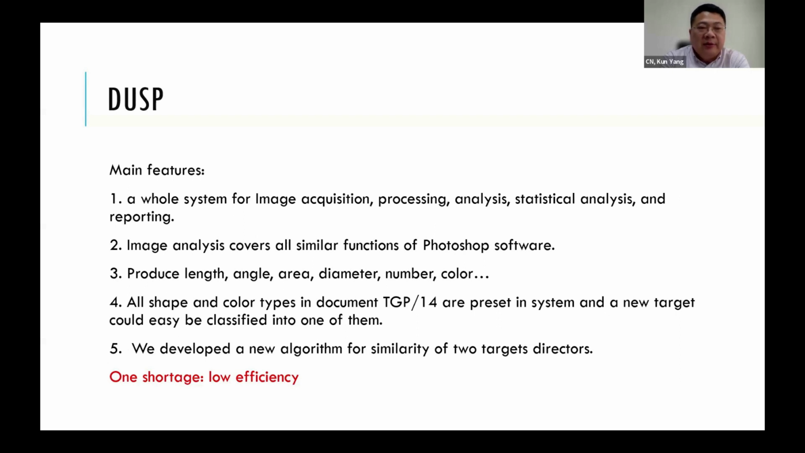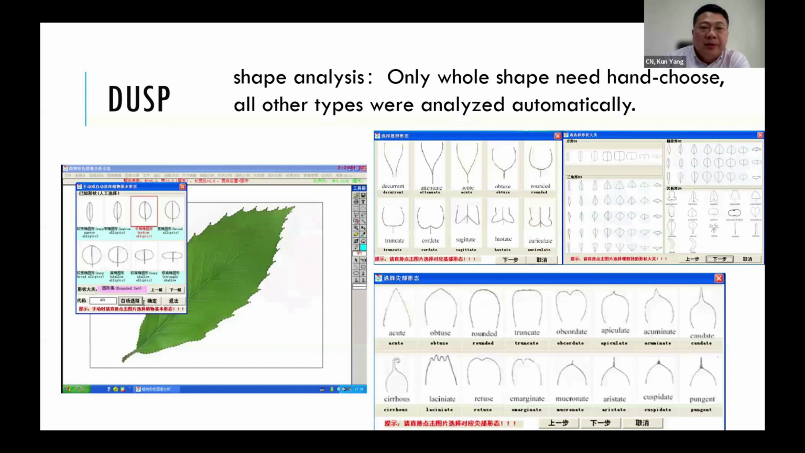But this software has a shortage. It needs a lot of hand operation, so it's low efficiency. And this shows how to do the shape. Only the whole shape needs a hand choice, and all the other types can be analyzed automatically. Next.